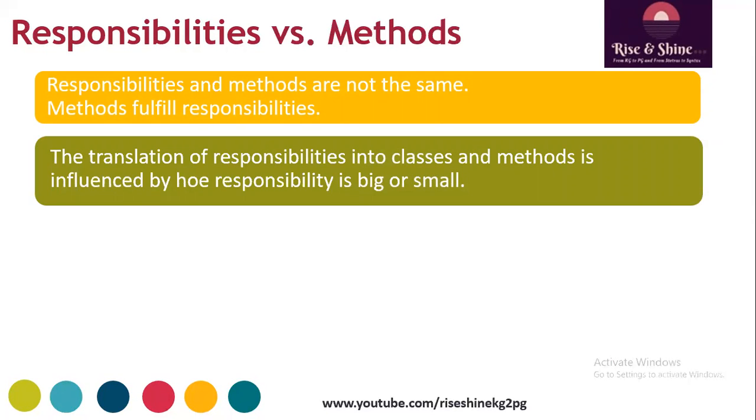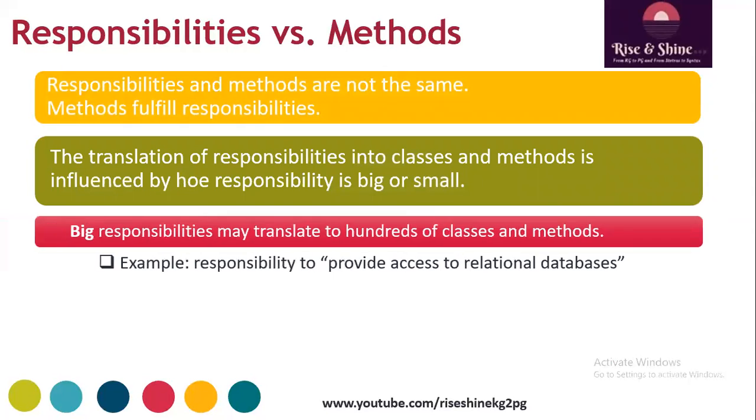The translation of responsibility into classes or methods within the classes is influenced by how big or small the responsibility is. That is the granularity of responsibility. A big responsibility may be translated into hundreds of classes or methods within those classes. For example, the responsibility to provide access to relational databases: to fulfill this, we have to write four or five methods within different classes. Then this responsibility gets fulfilled.